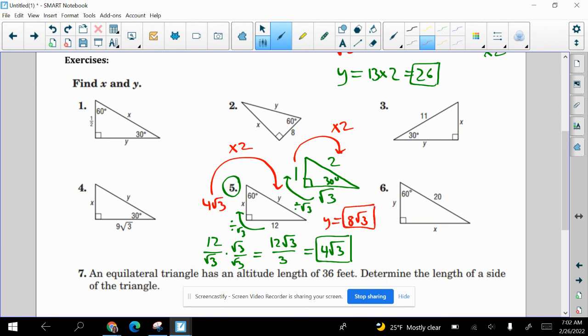Remember in the warm-up we talked about how when you multiply, the rational numbers can be multiplied together. So root 3 just kind of stays there, but 4 and 2 can be multiplied. So that is for your number 5. And hopefully this makes sense.